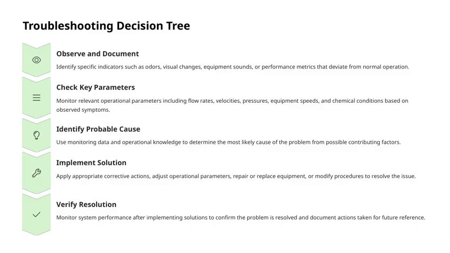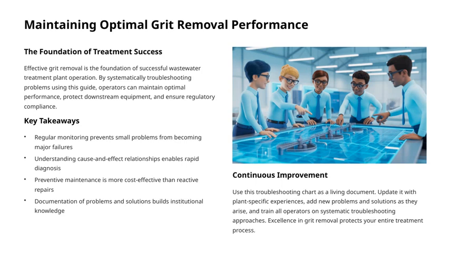This decision tree approach ties into our overall theme of proactive, systematic problem solving. It ensures we don't just react to issues, but understand and address their root causes efficiently. Maintaining optimal grit removal performance is really the foundation of a successful wastewater treatment plant. When we talk about effective grit removal, we're talking about setting the stage for everything that follows. By systematically troubleshooting problems using this guide, you can keep your system running smoothly, protect your downstream equipment, and stay in compliance with regulations.